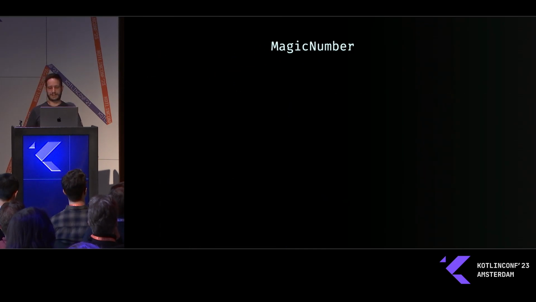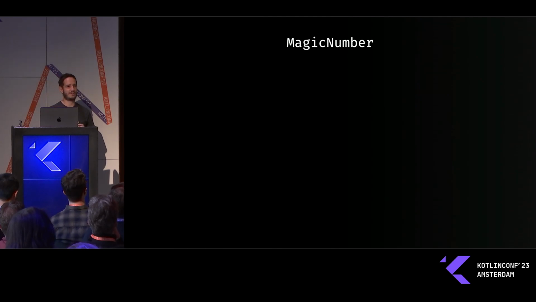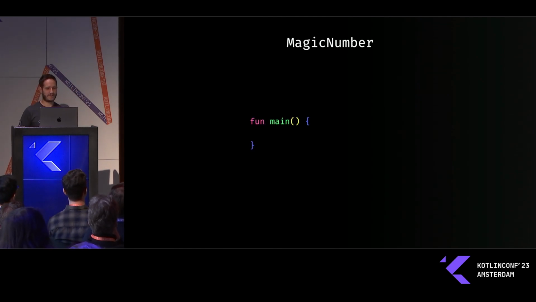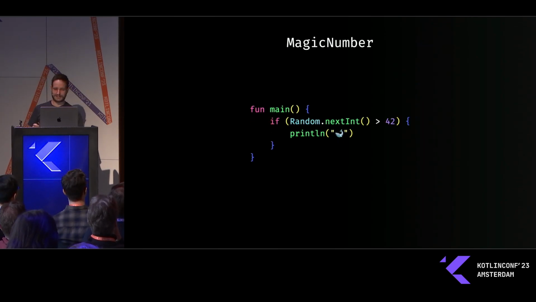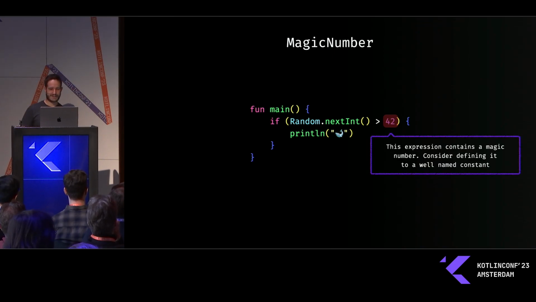But to get a little bit more practical, let's see what MagicNumber is actually doing. Let's say that you have some code, function main, you want to print something on the screen, and you want to print it only if the random number is more than 42. This is not great, because you have just a random number over there. Detekt will run and tell you, hey, this expression contains a magic number. Consider defining it to a well-named constant. You should have a top-level constant called, whatever, ANSWER, and put it there.